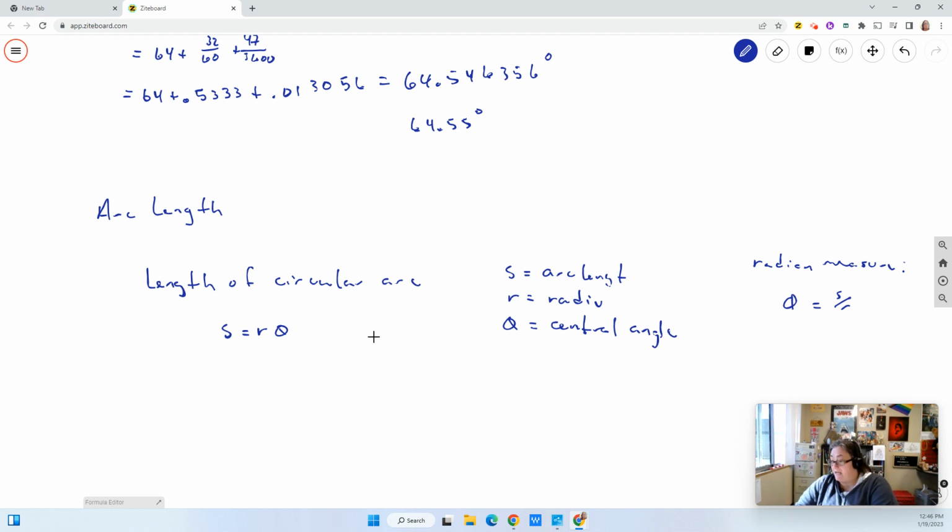So let's look at that. One, all of this will always be in radians. Measure in radians. If it's giving it to you in degrees, make sure and convert your degrees to radians, right? So that's an important piece of information. We want to convert to radians.